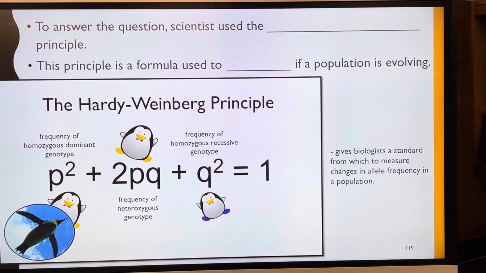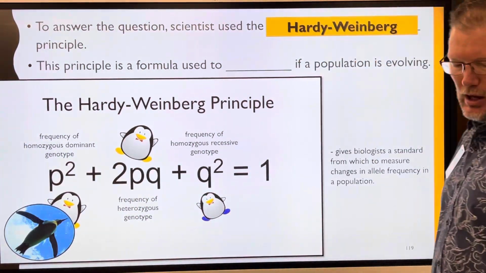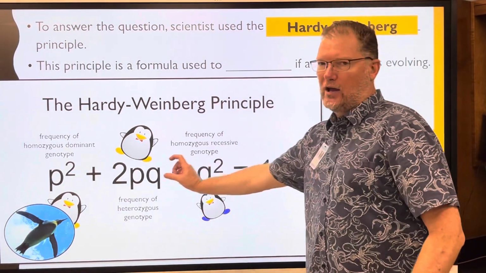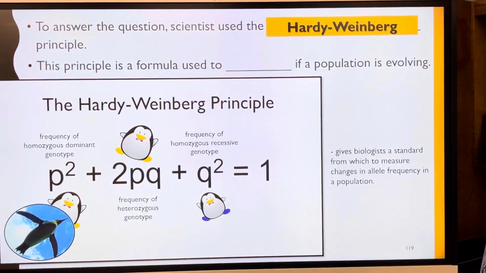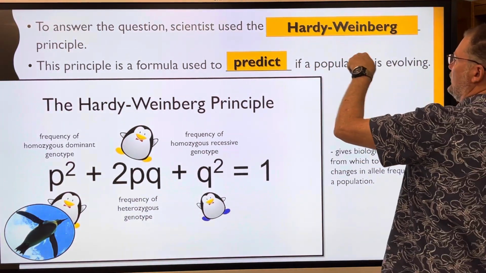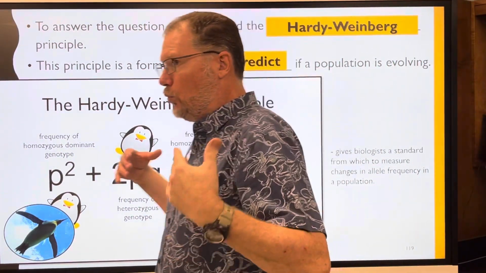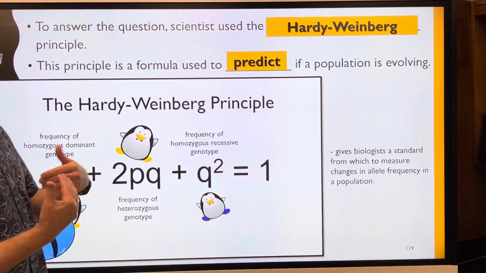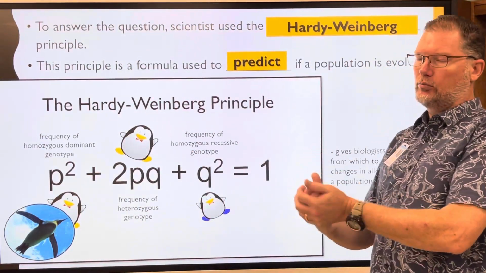So to answer the question, scientists use the Hardy-Weinberg Principle. Now, it's a good thing we don't have to memorize it. Yay! No math in this class, okay? But you still have to know what it's for. And it's to predict if a population is evolving. So if you have a question on a test, what mathematical principle is used to predict if a population is evolving, and there's 4 choices, you have to know that it's the Hardy-Weinberg Principle, okay?